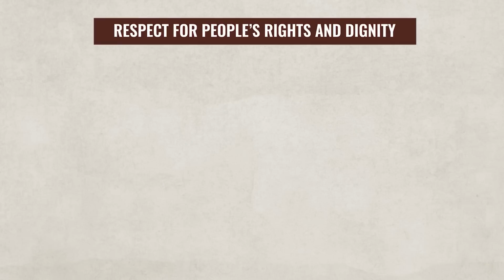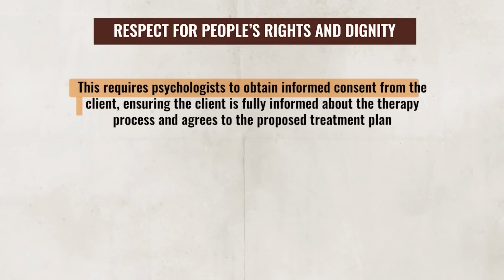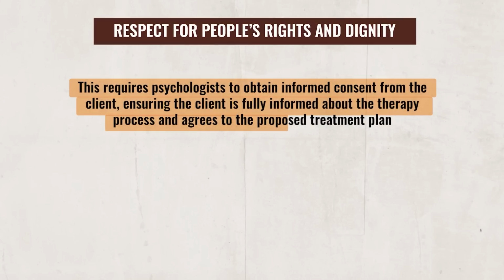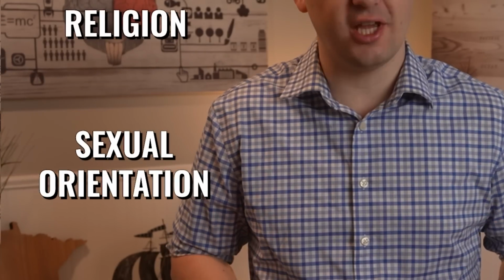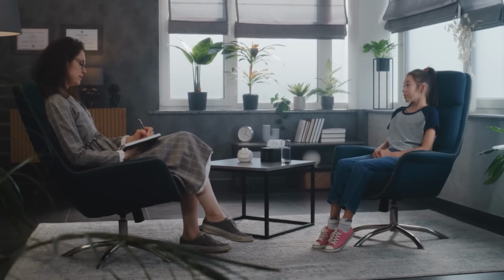Lastly, therapists must have respect for people's rights and dignity. This requires psychologists to obtain informed consent from the client, ensuring that the client is fully informed about the therapy process and agrees to the proposed treatment plan. The psychologist also must be aware of and respect the differences in the client's culture, religion, gender, sexual orientation, and any other aspects of the client's identity. And the psychologist must allow the client to make their own decisions about their treatment and life, giving the client the autonomy that they deserve. These ethical principles help guide professional conduct, ensuring that psychologists uphold high standards of care and respect when working with clients.